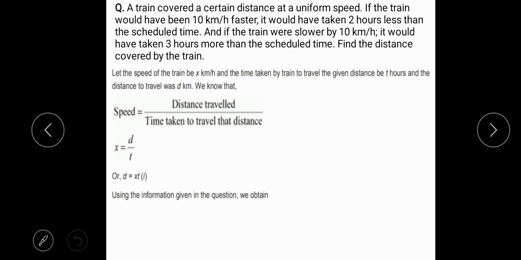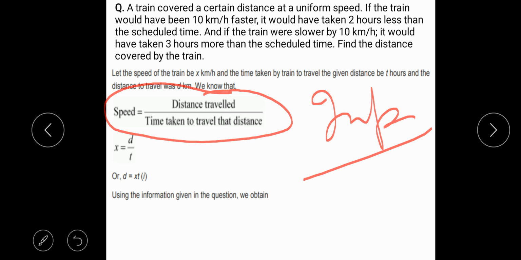Here also we have to use the same relationship, that is, speed is equal to distance upon time. So firstly, let me explain what the question is, and again this is a very important question. The question is, a train covered a certain distance at a uniform speed. If the train would have been 10 km per hour faster, means if we increase the speed by 10 km per hour, it would have taken 2 hours less.